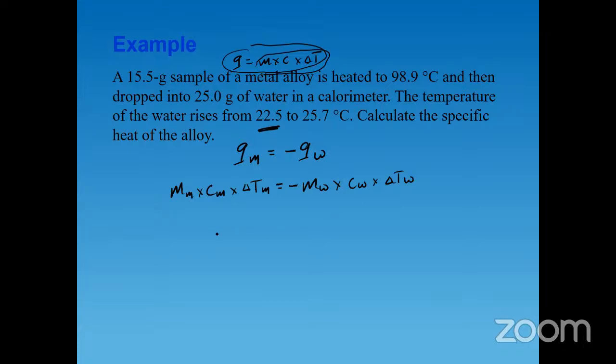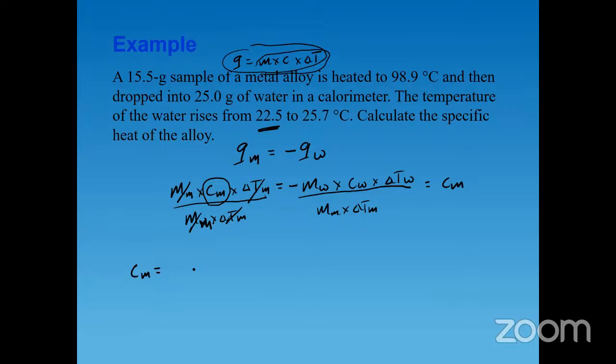Now, what the question is asking for is the specific heat of the metal alloy, which is Cm. So what I would do is to isolate it on one side by dividing both sides by the mass of the metal times the change in temperature of the metal, like this. So that this, oh, this should be M here. So that this will cancel out with that. This will cancel out with that. So basically you're left with Cm, the specific heat of the metal, equals all of this right here. So now we're going to calculate Cm directly.